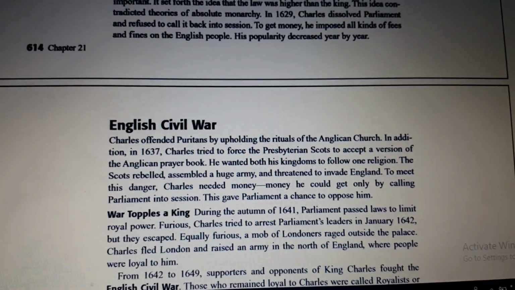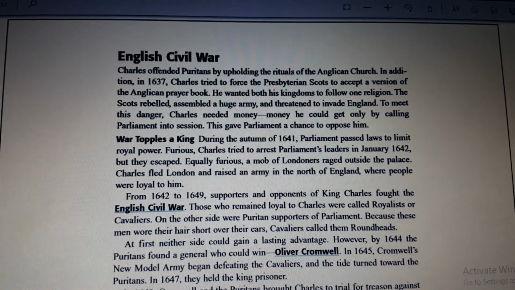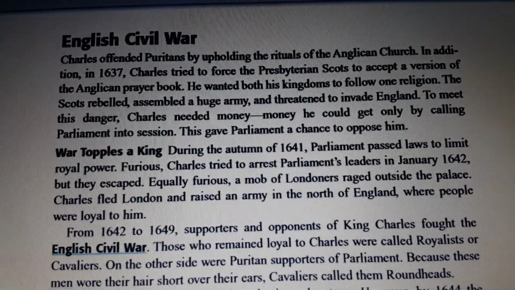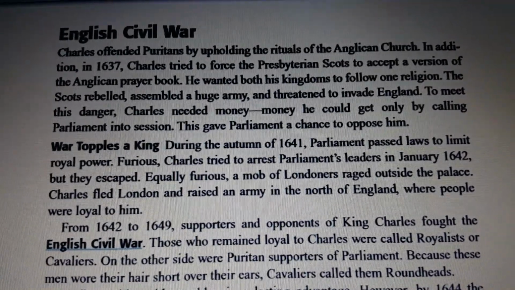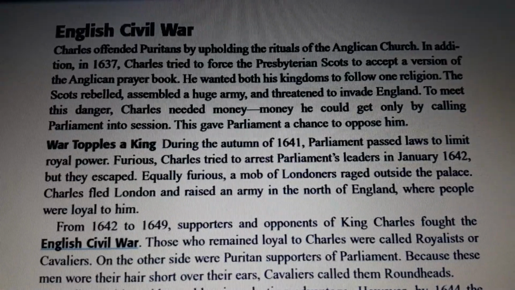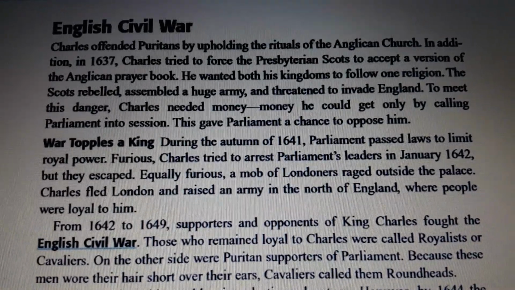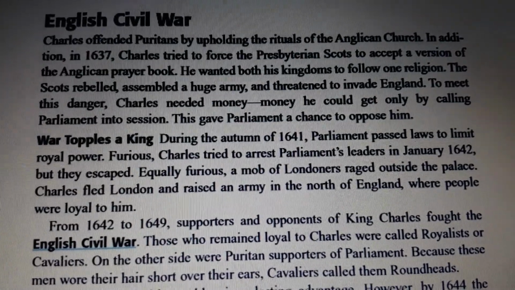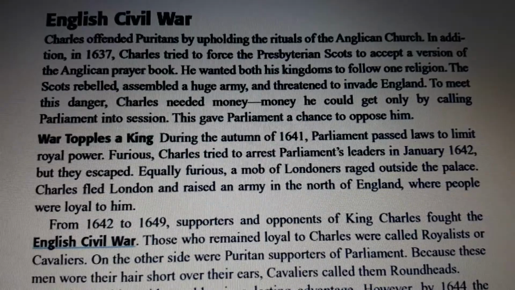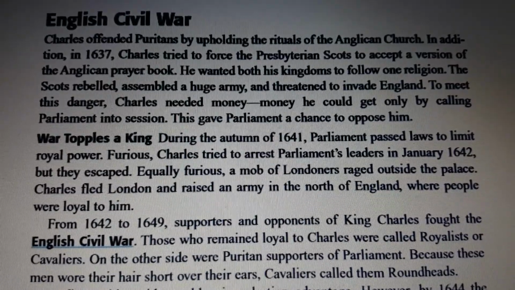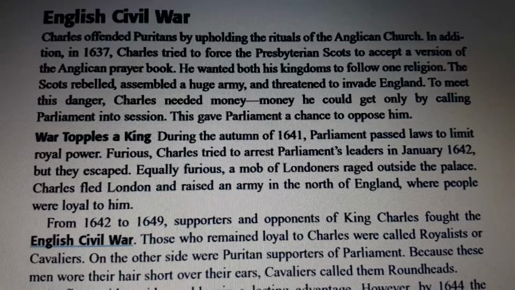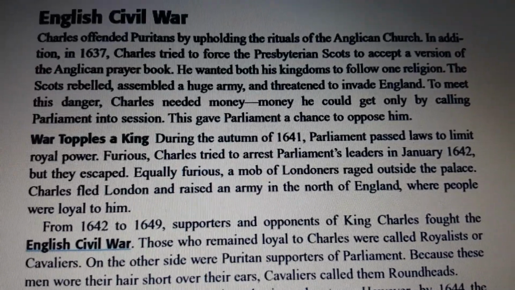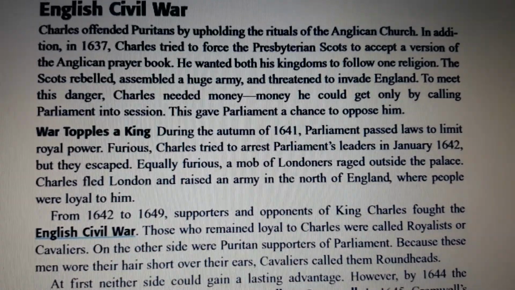English Civil War. Charles offended Puritans by upholding the rituals of the Anglican Church. In addition, in 1637, Charles tried to force the Puritan Scots to accept a version of the Anglican prayer book. He wanted both his kingdoms to follow one religion.